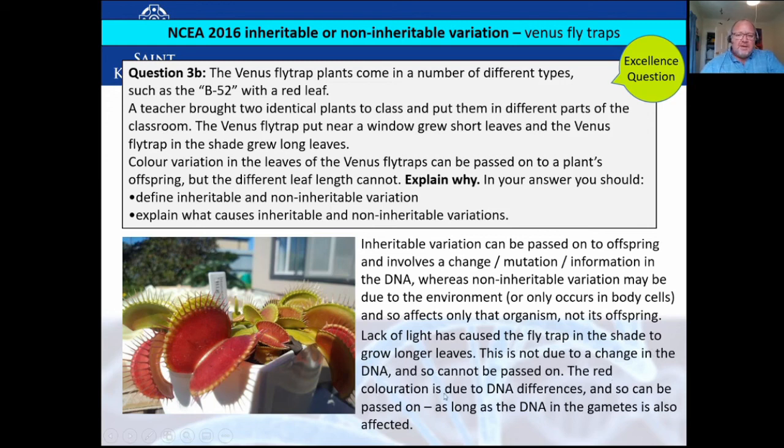The red coloration, however, was a mutation, and that is passed on as long as the DNA in the gametes is also affected. So as long as the DNA in your sex cells, your gametes, your sperm and egg, is not affected by this, then it won't be passed on. So you can get a plant that develops a tumor, or an animal that develops a tumor, but that does not affect their egg or their sperm, and that tumor is not going to be passed on. I hope that makes sense.